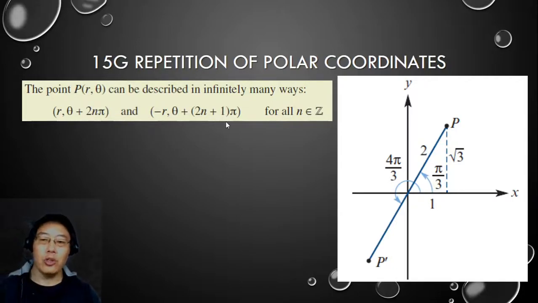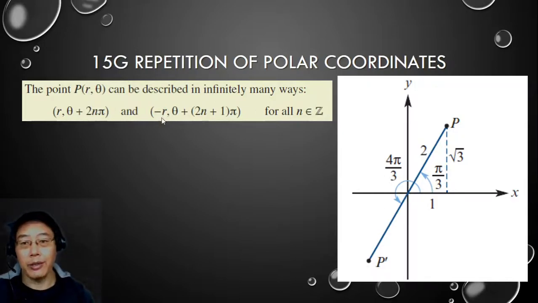If instead you add a multiple of 2 pi plus an extra pi, you add half a revolution, and the point is moving in the opposite direction of P, which is your P prime here. That argument has an extra pi, but you end up also having a negative radius. So if you have a negative radius and add an odd multiple of pi, then you still go back to this point.